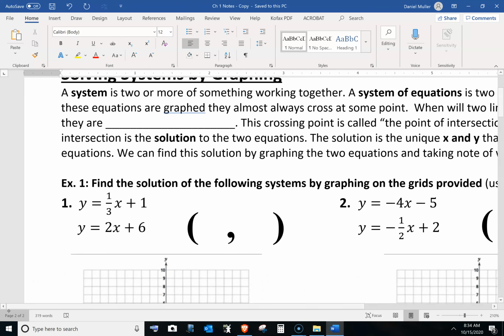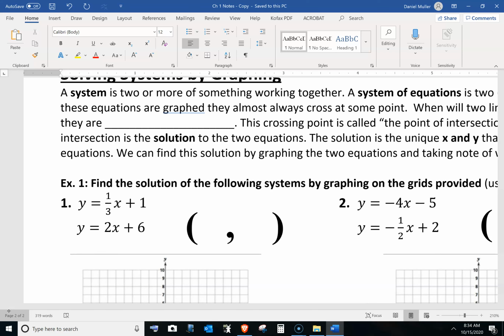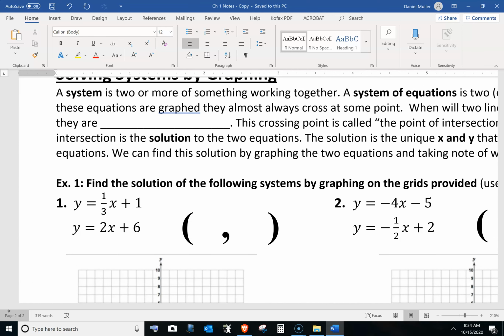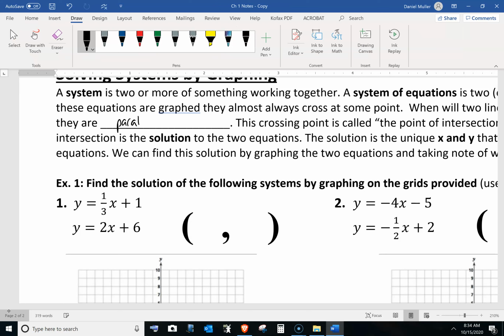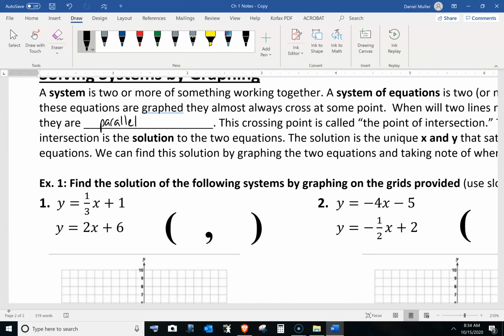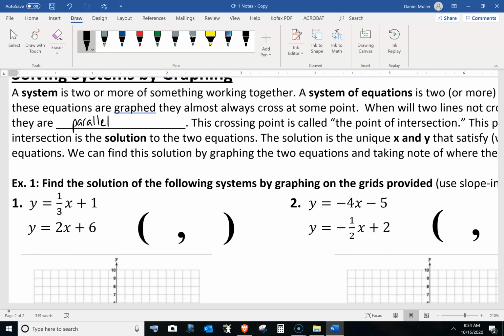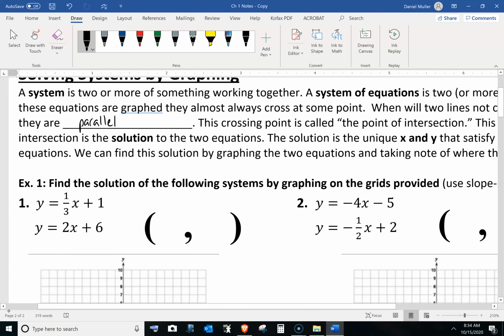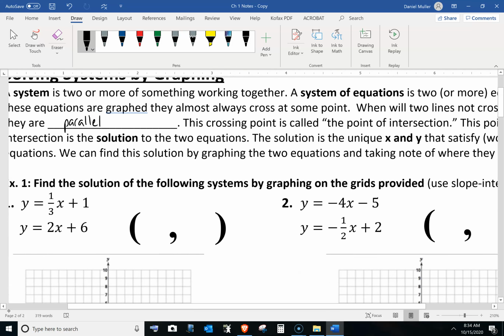If these equations are graphed, they almost always cross at some point. But when will these two lines not cross? When they are parallel. The crossing point is called a point of intersection. The point of intersection is the solution to the two equations. The solution is a unique x and a unique y that satisfy, or that work in, both equations. We can find the solution by graphing them and taking note of where they cross.